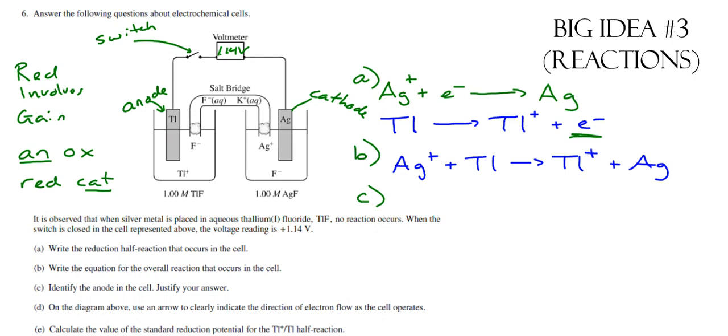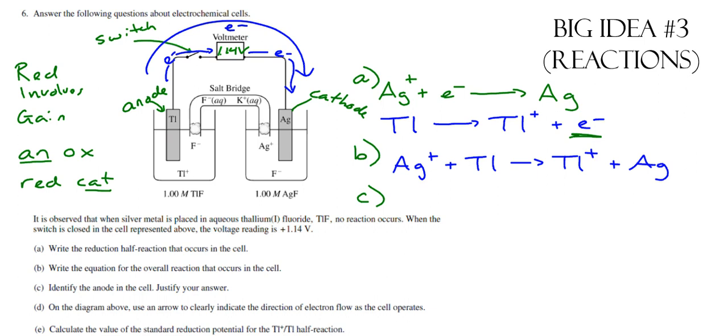On the diagram, use an arrow to clearly indicate the direction of the flow. Well, I just told you, it goes from the anode to the cathode. You can do this in many ways. I like doing it like this, personally. I like to draw it on the wire. It doesn't fly up and into space. It is traveling on the wire. And some of you could still argue I'm not technically even on the wire yet.